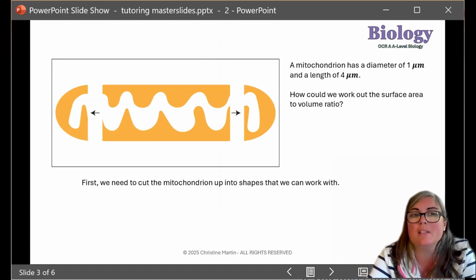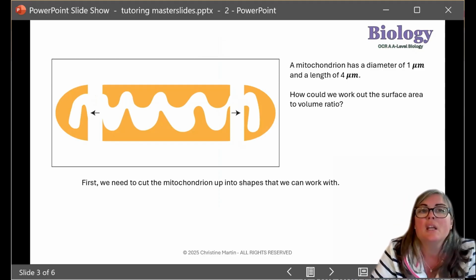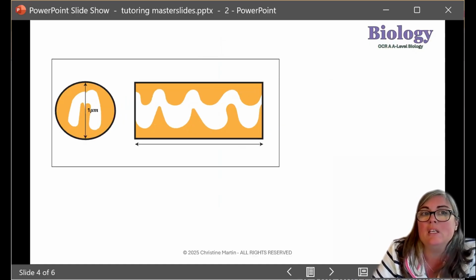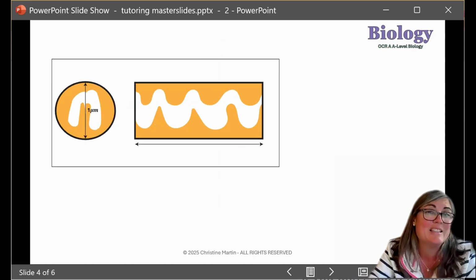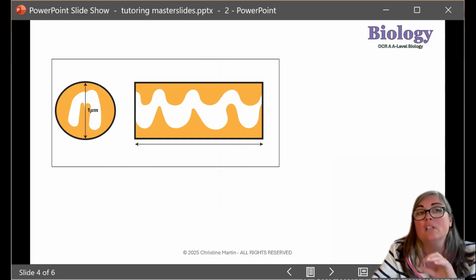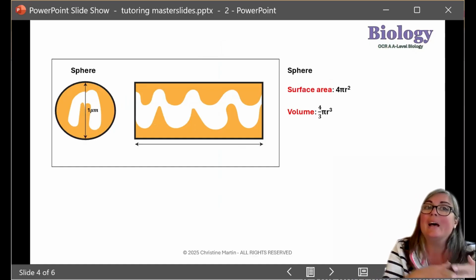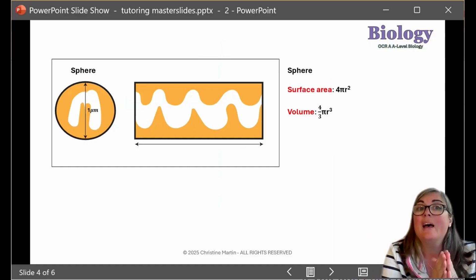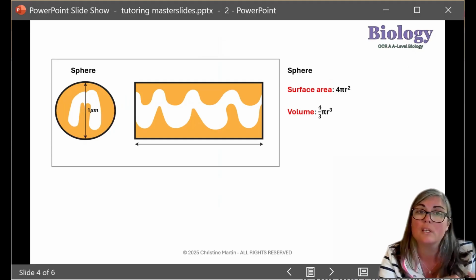Well, the first thing we need to do is actually cut the mitochondrion up into shapes that we can work with. Now, if we were to cut it up, what we'd be able to get is a sphere and a cylinder. So let's start with our sphere then, and let's look at how to work out the surface area and how to work out the volume for a sphere.